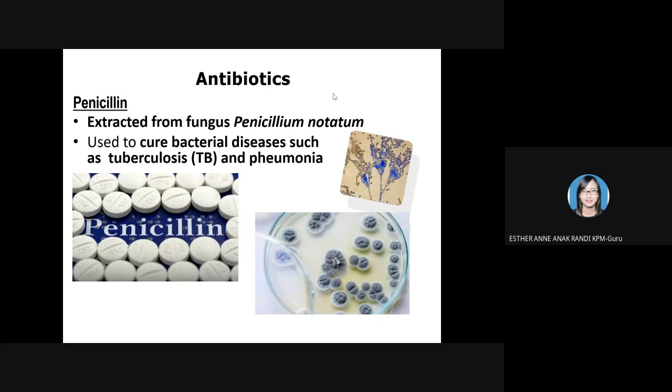Right, so this is an example of an antibiotic, penicillin, if you ever heard. So penicillin is extracted from a fungus, Penicillium notatum. Okay, it is used to cure tuberculosis and pneumonia. Ni lebih kepada penyakit pada lungs lah, like lungs infection and so on. Okay, however, penicillin, kalau kita pergi klinik, they will always ask you lah, do you have allergies to penicillin and so on. Okay, so yang ni ada allergic reaction lah kalau badan tak tahan.